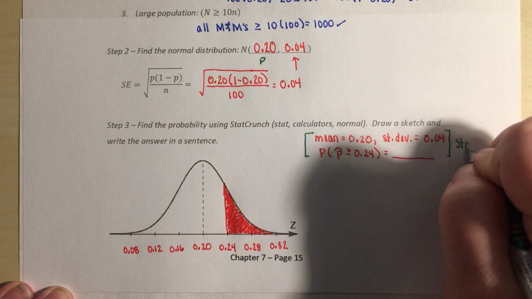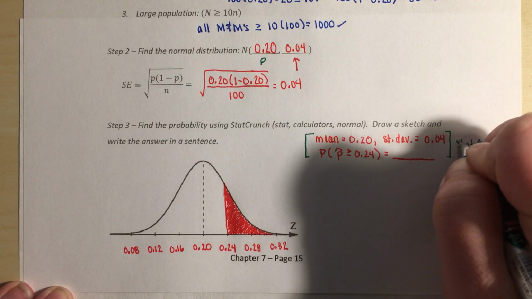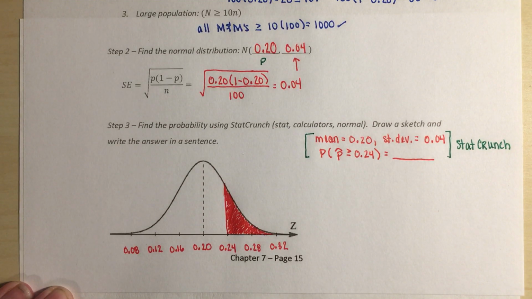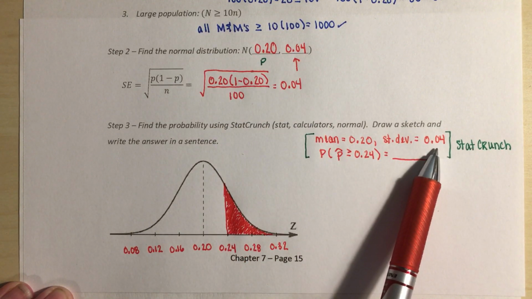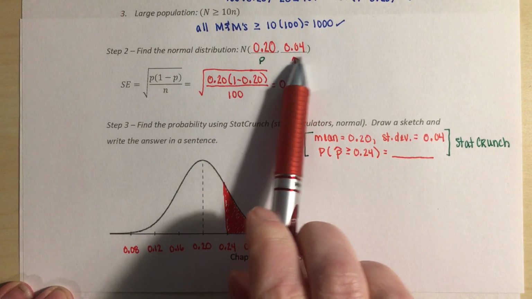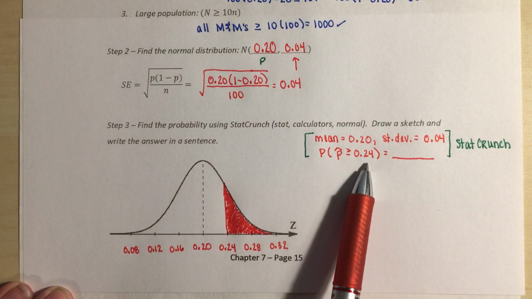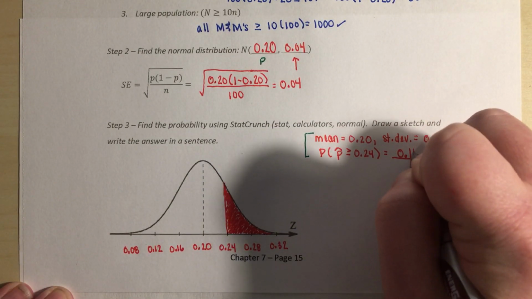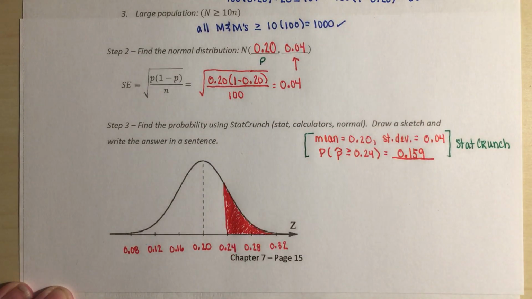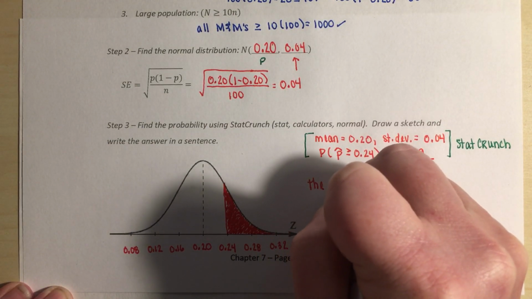So this is kind of what we are entering in StatCrunch to find step 3, where we're finding our probability. So we put in our mean of 20%. Again, our mean of 20% is that value here. Our standard deviation, 4%, is that value that we see right there. And then we select the greater than or equal to, we type in 0.24, we select compute, and we get 0.159.